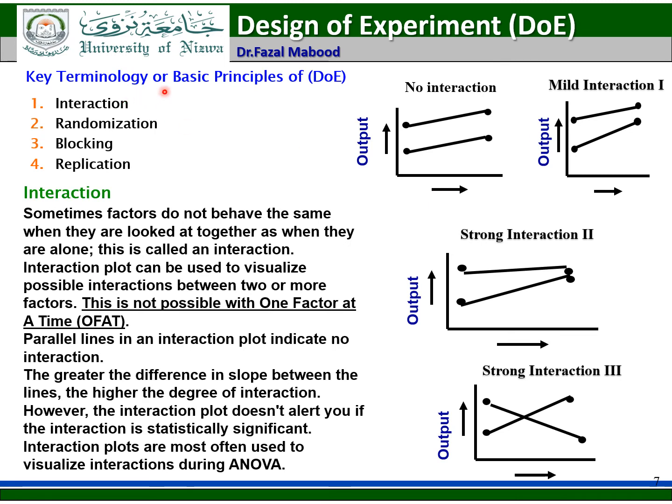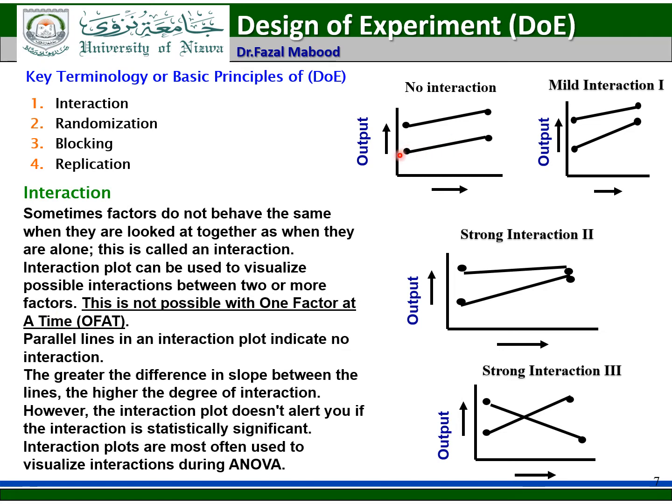Key terminology and basic principles of design of experiment: interaction, randomization, blocking, replication, confounding. Interaction, sometimes factors do not behave the same when they are looked at together as when they are alone. This is called an interaction. An interaction plot can be used to visualize possible interaction between two or more factors.